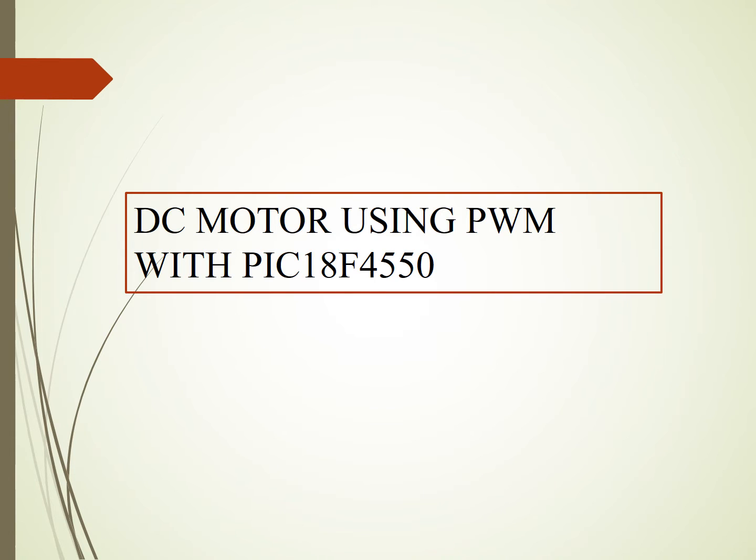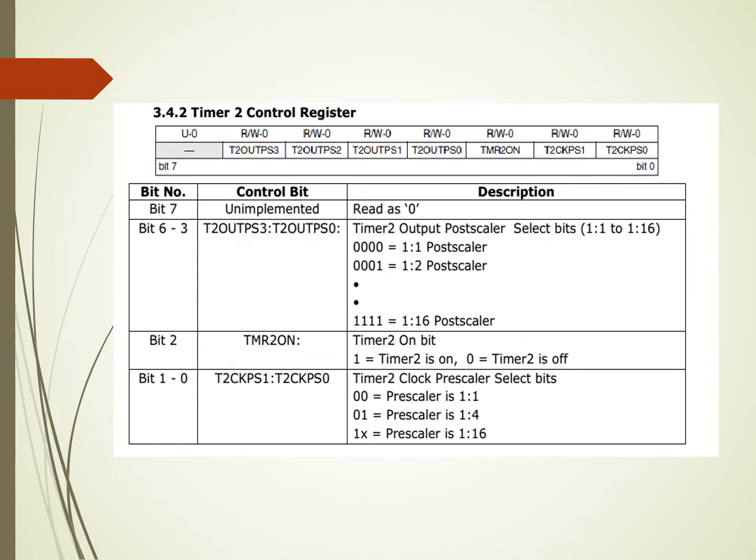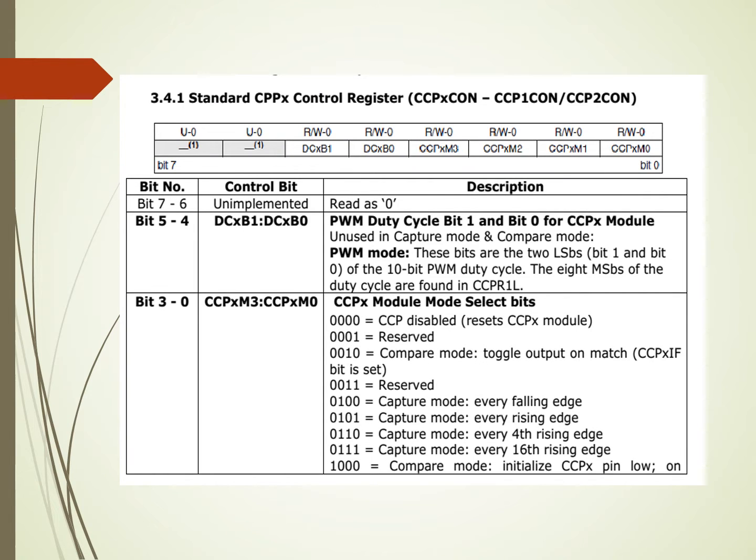Today we are going to interface our PIC microcontroller with a DC motor at different speeds using PWM. Timer 2 is used for PWM, and the CCP control register is used for PWM. This is the CCP1 register or CCP2 register.